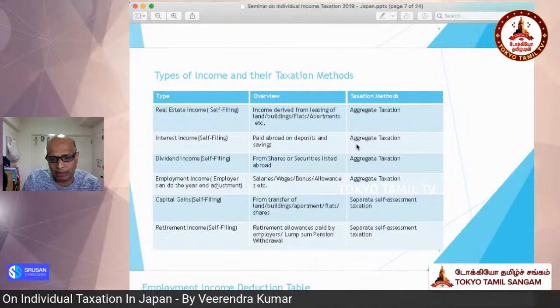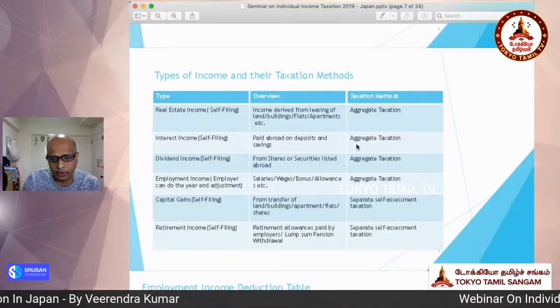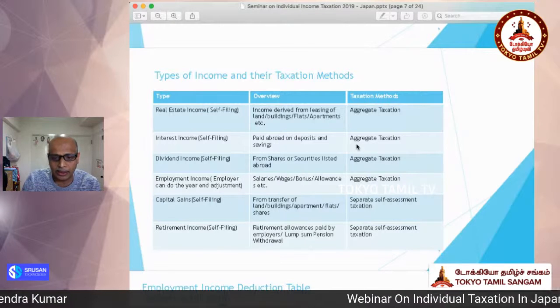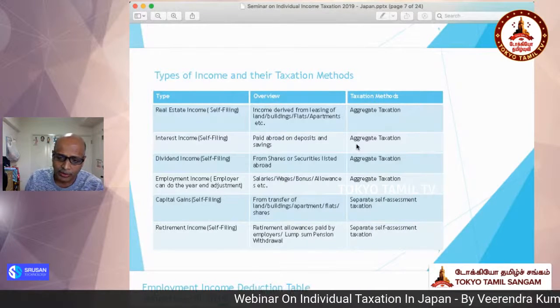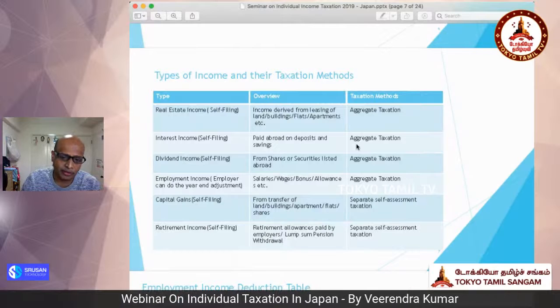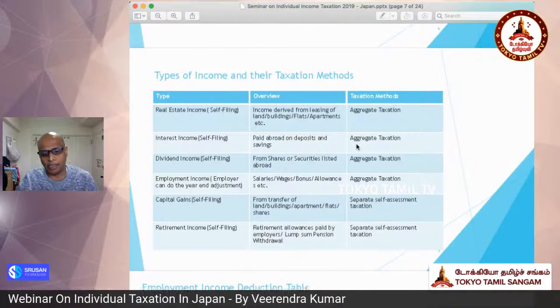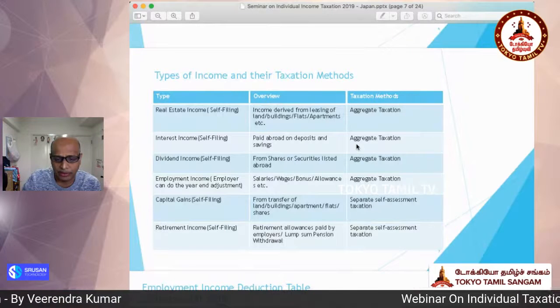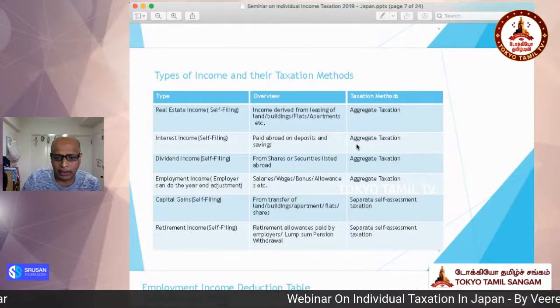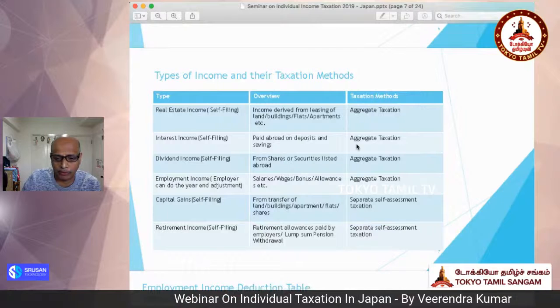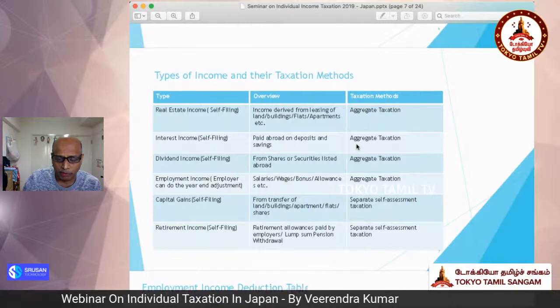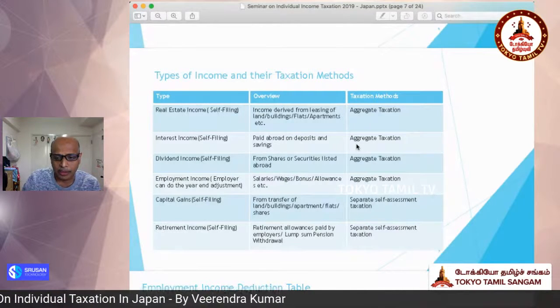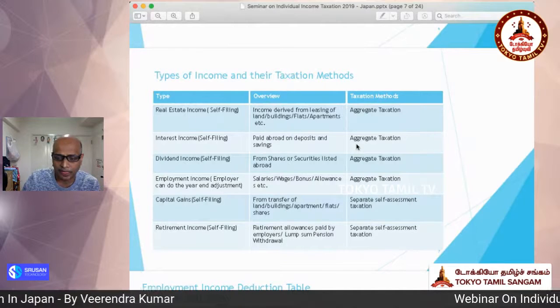Only the capital gains arising on sale of apartment, building, land, and shares will be considered as separate self-assessment taxation. And also the retirement income, which normally many Japanese companies have the policy of paying as a retirement allowance when you leave the company, or the lump sum pension withdrawal, that will be considered as a separate self-assessment taxation.